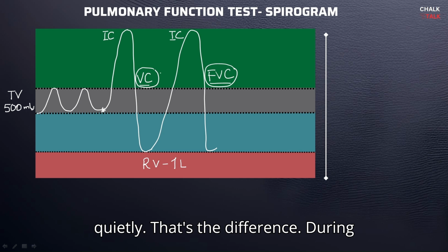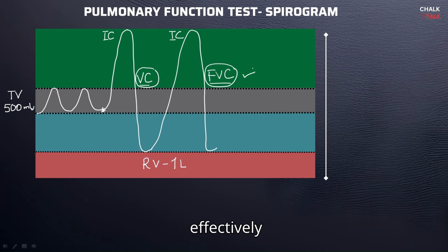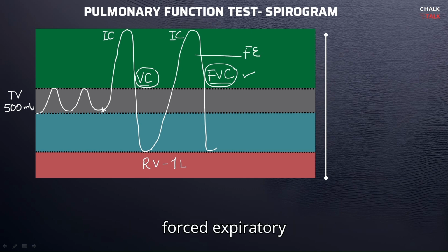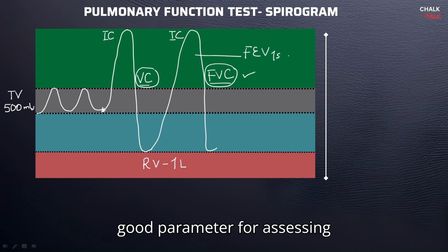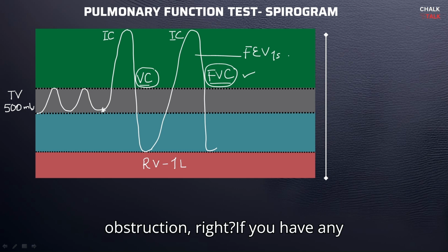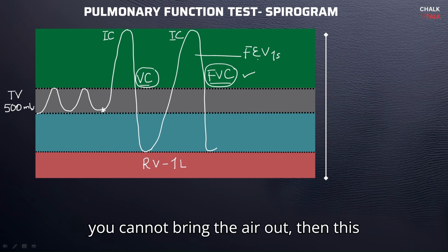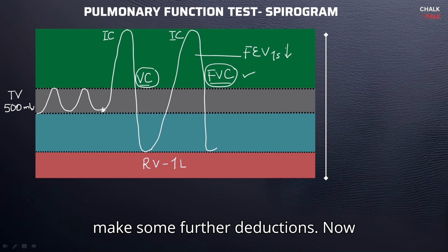That's the difference. During the FVC test, the computer spirometer effectively measures 1 second of the FVC. So we're going to call that forced expiratory volume in 1 second, which is a very good parameter for assessing obstruction, right? If you have any obstructive disease like asthma or COPD, you cannot bring the air out, then this parameter is going to decline.